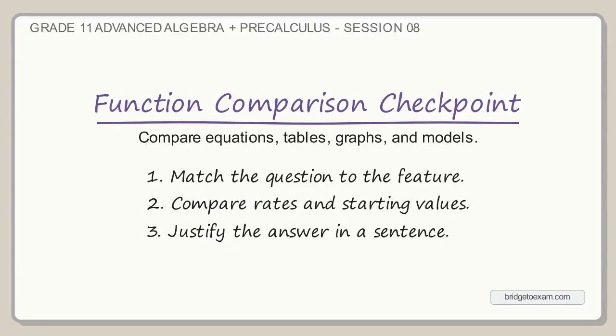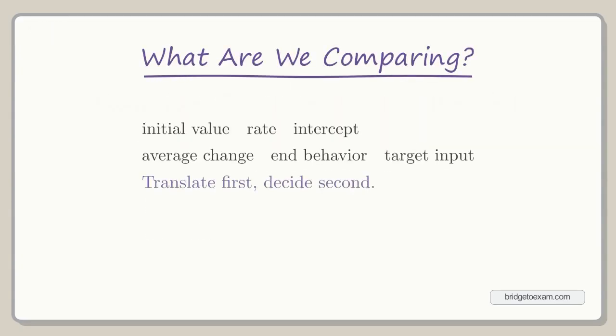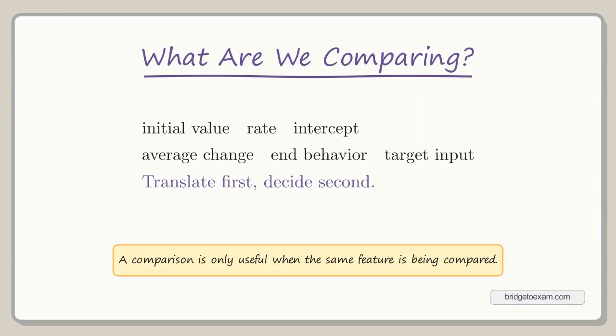1. Match the question to the feature. 2. Compare rates and starting values. 3. Justify the answer in a sentence. Strong students can translate between formulas, tables, graphs, and verbal descriptions.